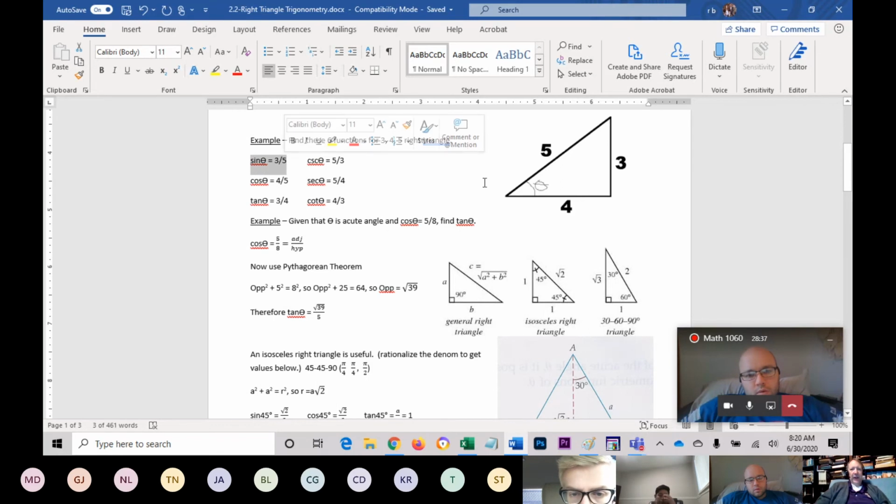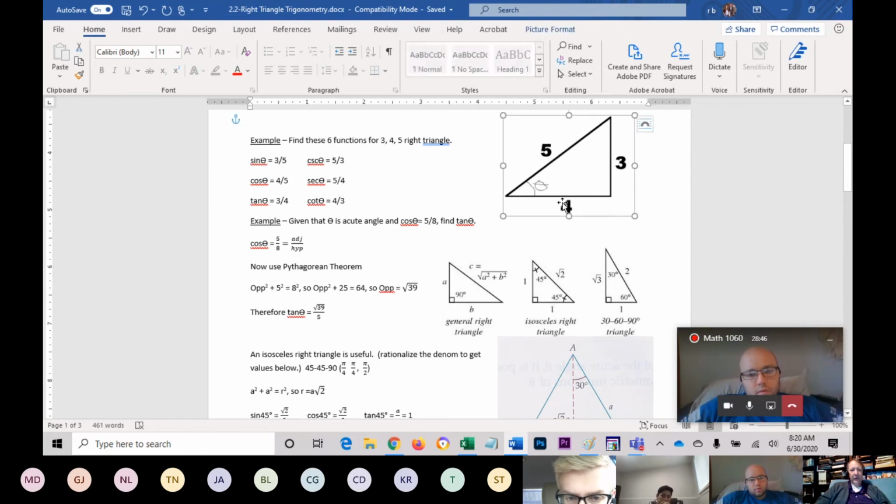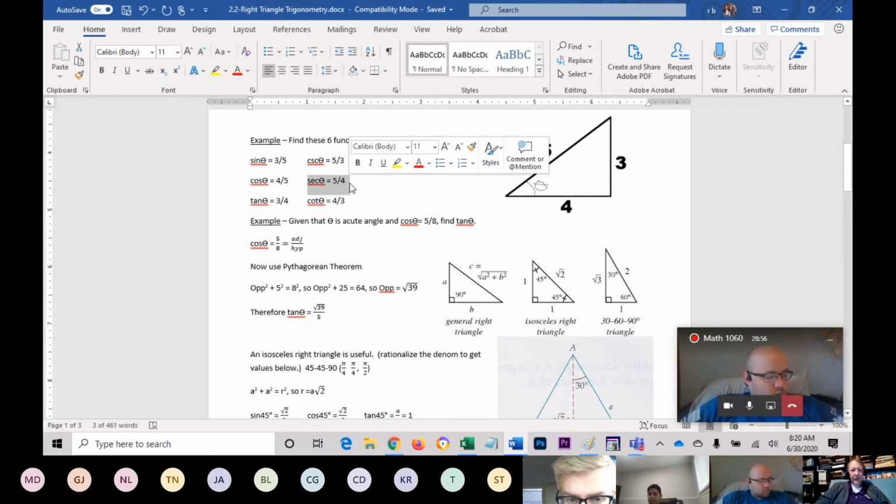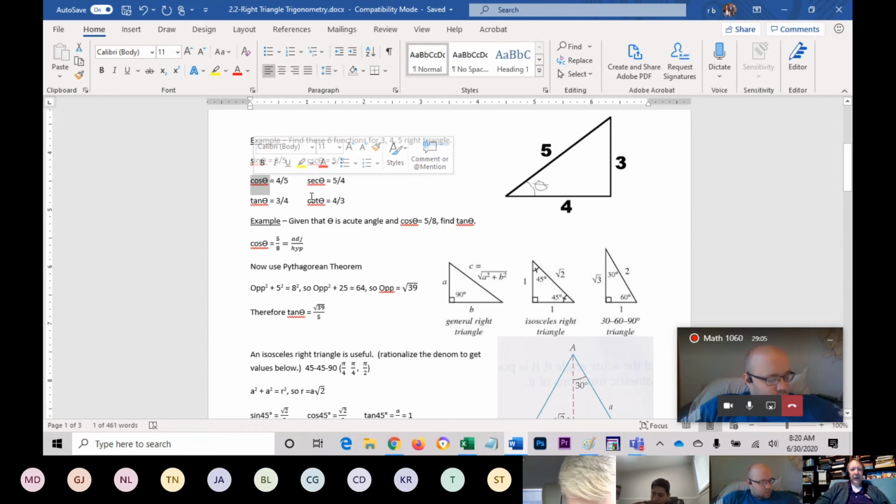Sine of theta is the opposite over hypotenuse. So if this is my angle theta here, it's 3 over 5. Cosine of theta is adjacent over hypotenuse. Tangent of theta is opposite over adjacent. And then these other 3 are just reciprocals of the previous ones. So cosecant is the reciprocal of the sine. Secant is the reciprocal of the cosine. Cotangent is the reciprocal of the tangent.